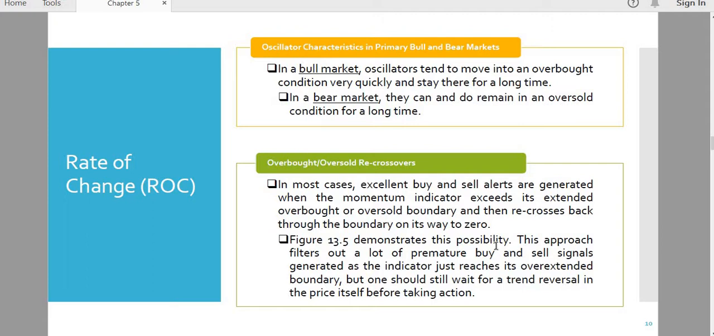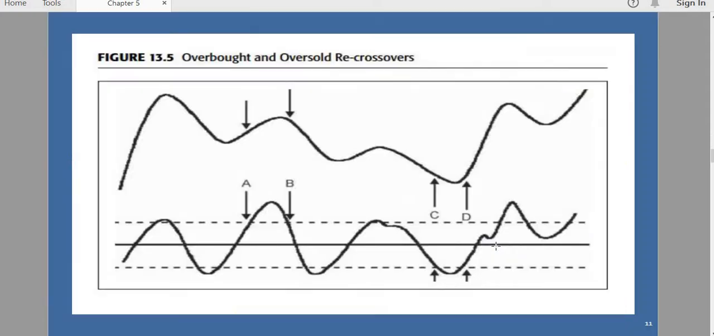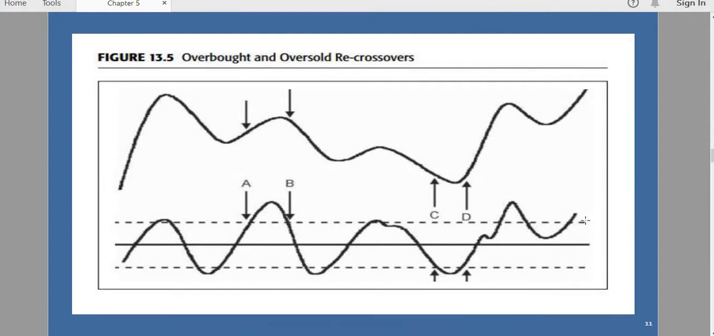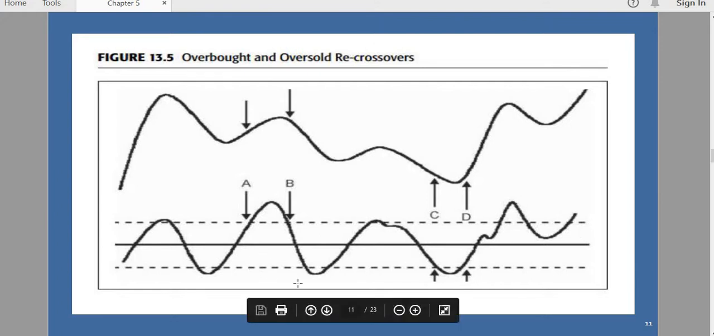Okay, what are the meanings of these sentences? Okay, let's look into the figure. For example, this is the dotted line, the first dotted line. The upper dotted line measures the overbought, or it can also act as a resistance in the ROC. And the dotted line at the bottom here is the oversold area.